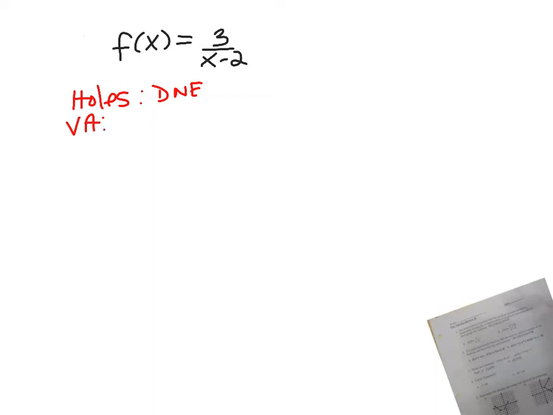All right, let's go to vertical asymptote. Remember, that's when the denominator equals 0. So x minus 2 equals 0. Add 2, we get x equals 2.